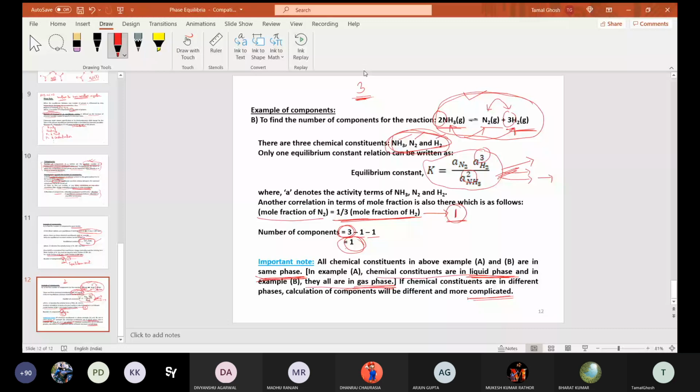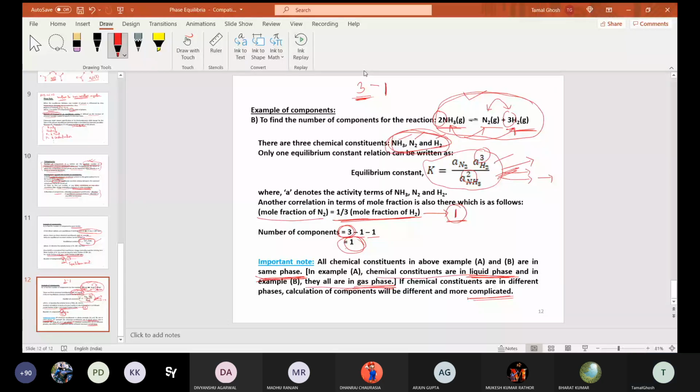So this is the equilibrium constant that you have to consider. This is our original equilibrium constant, the only one equilibrium constant that we are getting using these activity terms in this way. And as we are getting one correlation, one equilibrium constant, it is 3 minus 1.